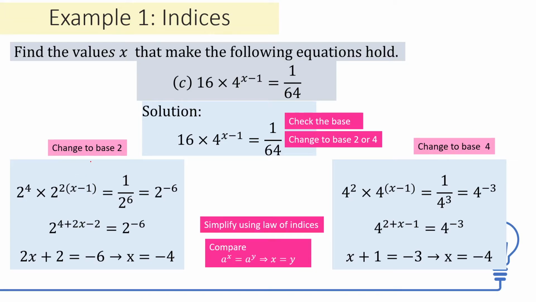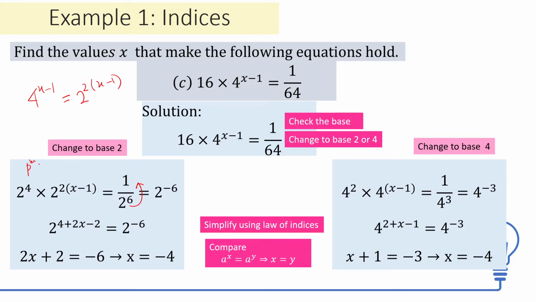If I change everything to base 2, 16 is 2 to the power of 4. If I want to change 4 to the power of x minus 1 into base 2, what is 4? 4 is 2 to the power of 2, and don't forget the original power is x minus 1, so I have 2 to the power of 2 times x minus 1. And 64 actually is 2 to the power of 6. Because for us to do the comparison, I make it a negative exponent, so I have 2 to the power of negative 6. And then still remember the properties of our indices.